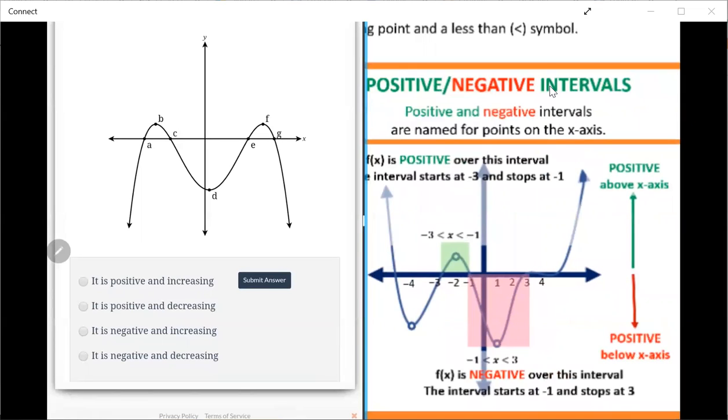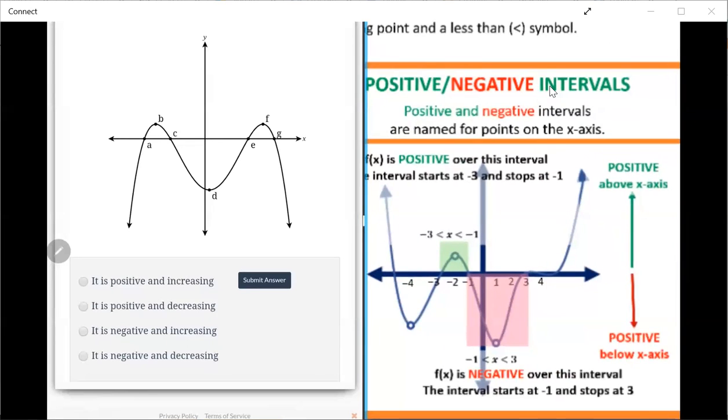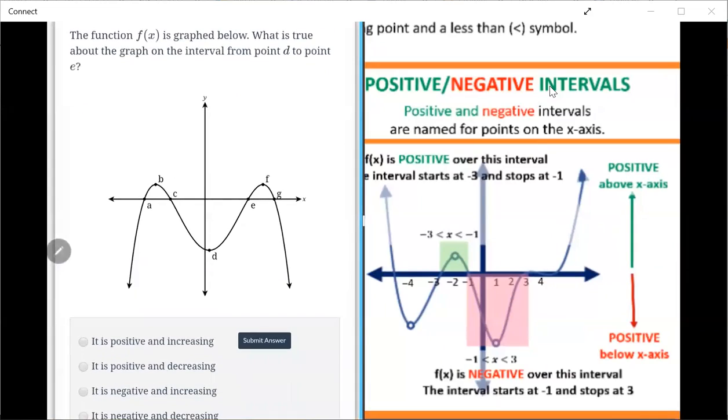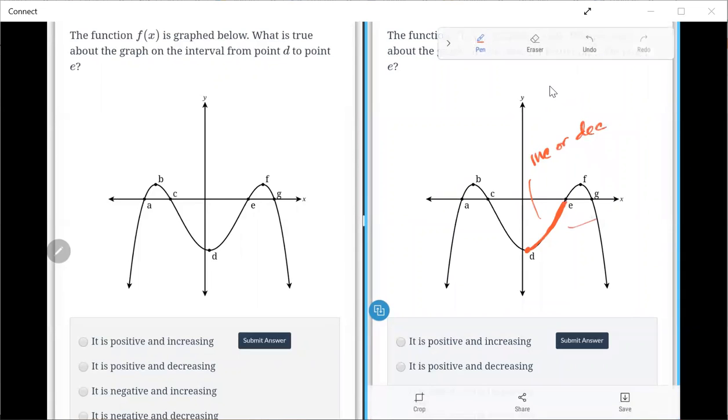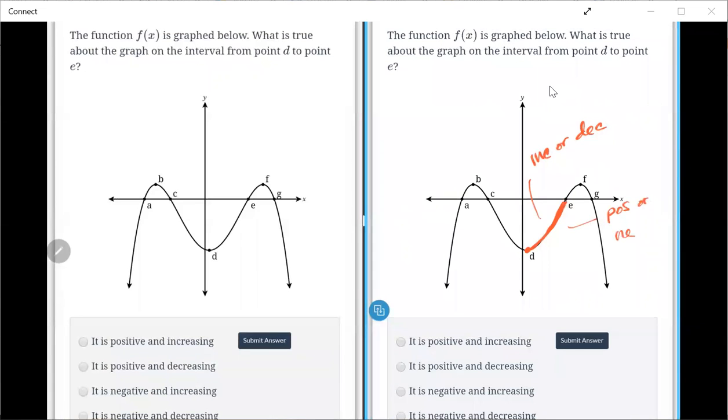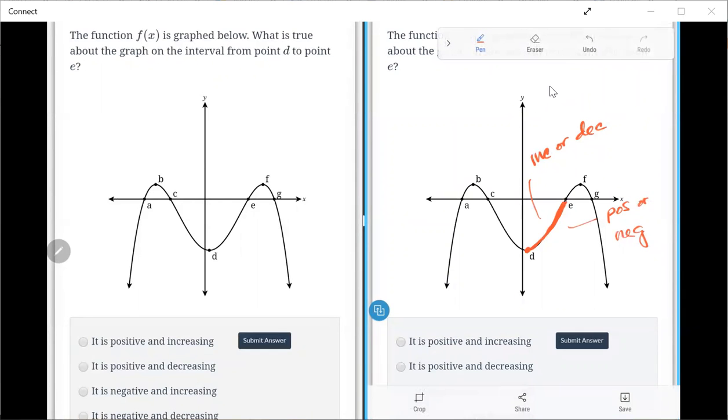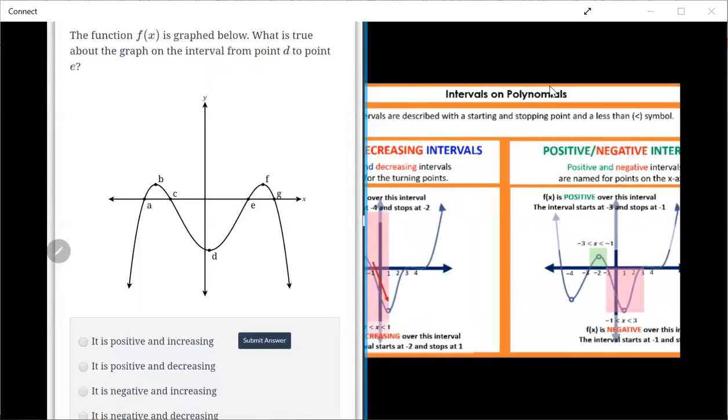So how much of the hump is positive? That's a positive interval. And where are the humps negative? We can see that this one is positive between these and negative below here between those. So now you want to look at your interval and read the problem carefully. And it says from D to E. So from D to E, is this interval increasing or decreasing? And is this interval positive or negative? You can look at the chart for reference on both of those things.